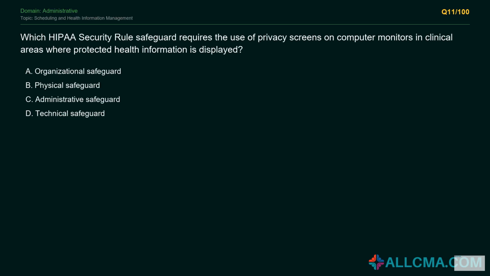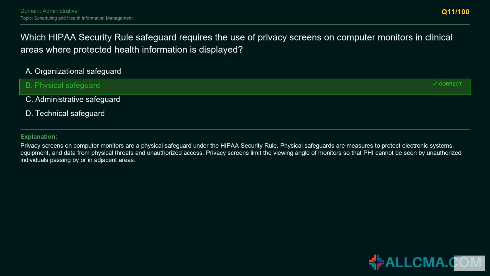Question 11. Which HIPAA security rule safeguard requires the use of privacy screens on computer monitors in clinical areas where protected health information is displayed? Option A. Organizational safeguard. Option B. Physical safeguard. Option C. Administrative safeguard. Option D. Technical safeguard. The correct answer is B.